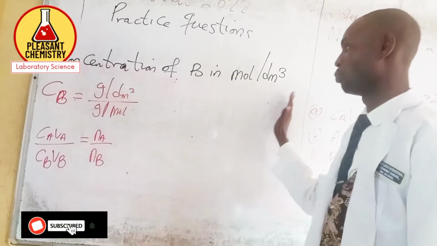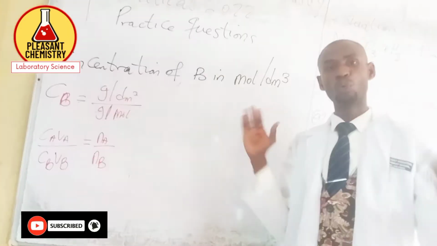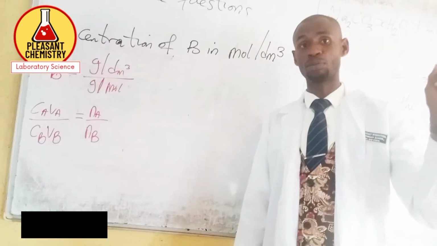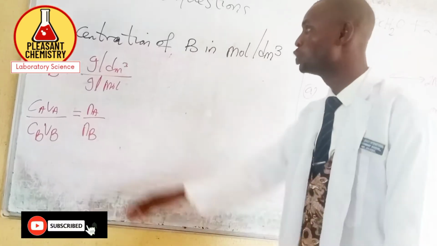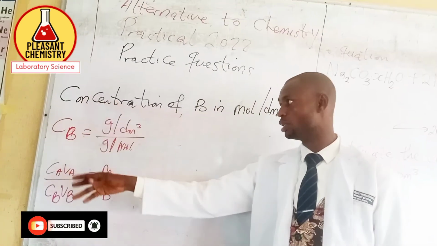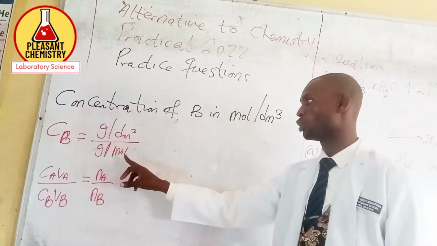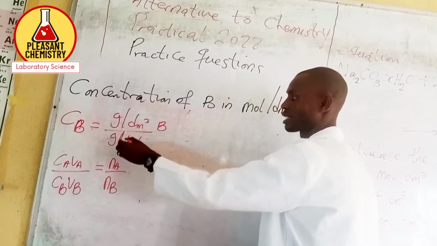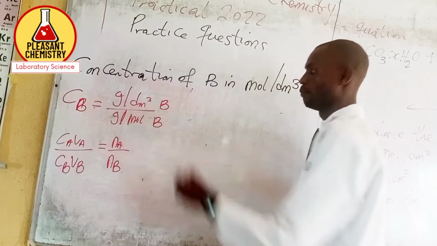Concentration of B in mole per dm cube. Don't forget to calculate concentration of A in mole per dm cube the other time. And we use molar, which is the same thing as CA or CB, is equal to gram per dm cube of B over gram per mole of B.